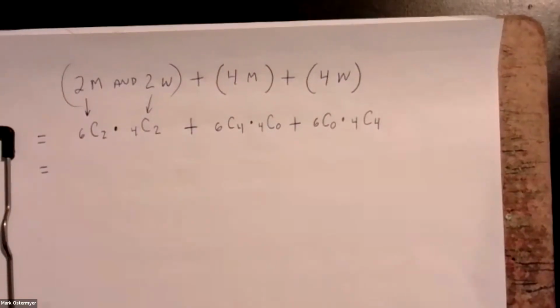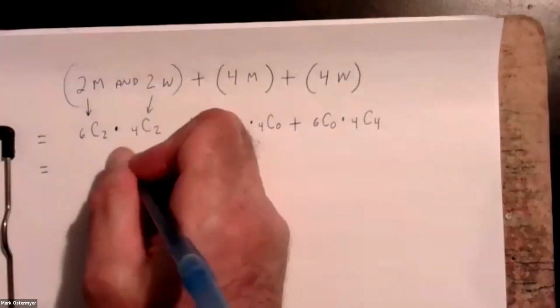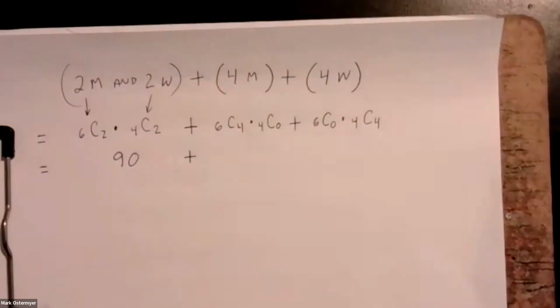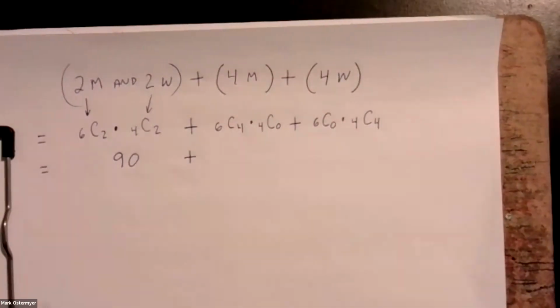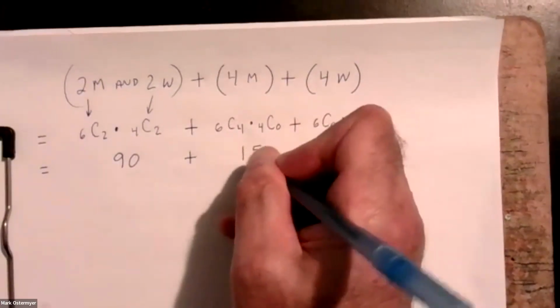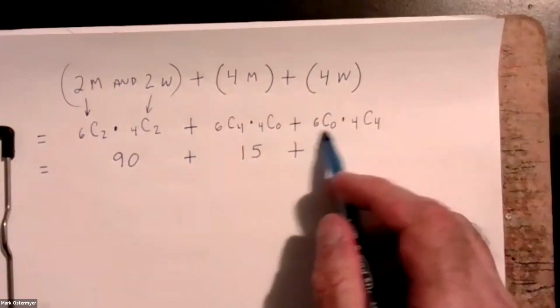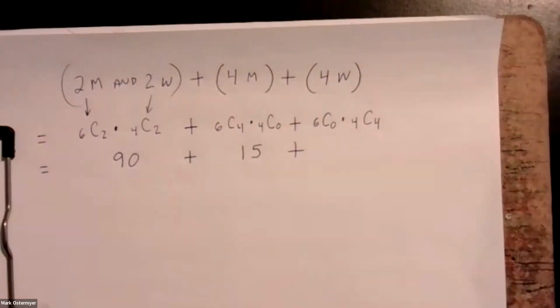So let's see here. What does 6 in combination with 2 times 4 in combination with 2 give us? That gives us 90. All right, and then we got 6 in combination with 4, and now this guy is going to be 1. Okay, so that's going to be plus 15. Plus this is going to be 1, and this is going to be 4 in combination with 4, which would give us 1 also.